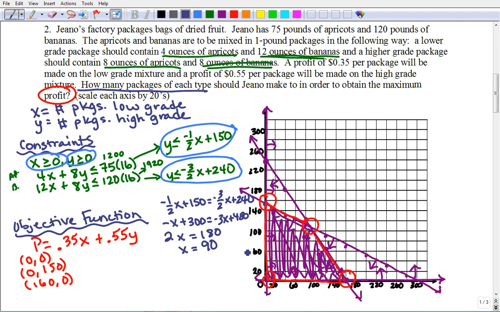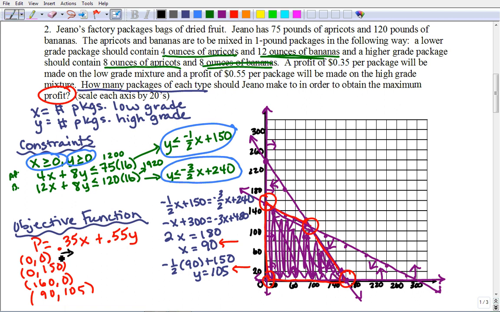And then for the y value, I just need to plug that back in. So if I chose the first one, negative 1/2 times 90 plus 150. So we have negative 45 plus 150, so that's 105. So then that tells us that that point is at 90, 105. Okay, now we just need to plug in each of these values.